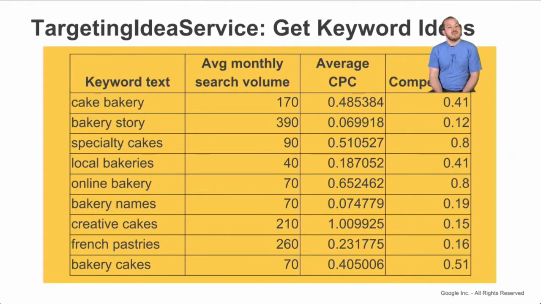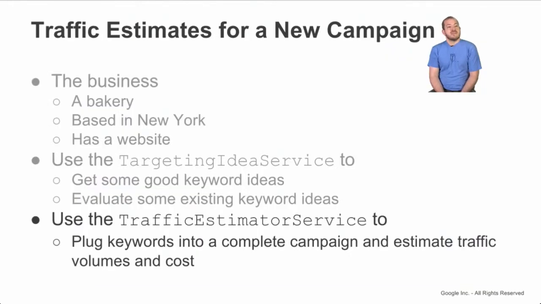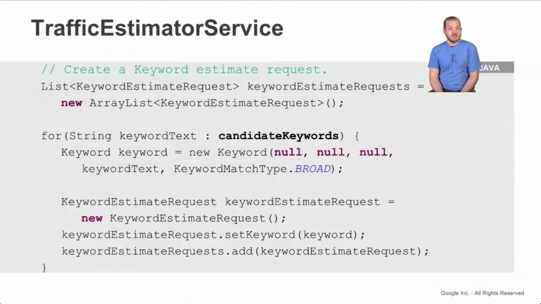Now these are ideas that you can use to pass into the second part of this, the TrafficEstimator Service. You can plug in the keywords you got from the last example and wrap them into an ad group, and then wrap that in a campaign, and then actually get legitimate, bona fide, forward-looking estimates based on how these ideas will perform when wrapped in an AdWords campaign configured that way. So the TrafficEstimator Service. You start off here by creating the keyword estimate request.